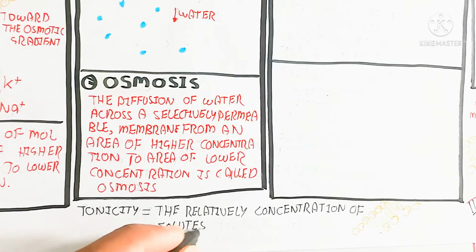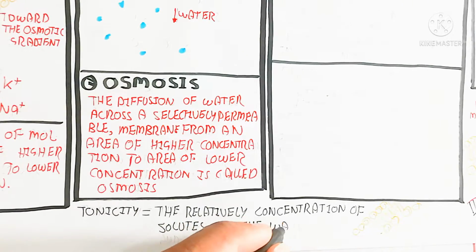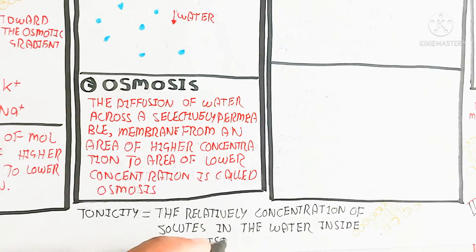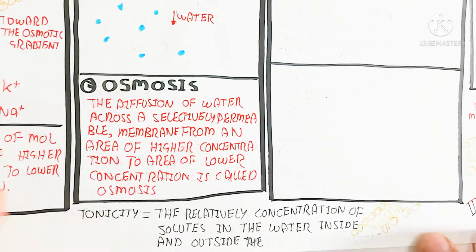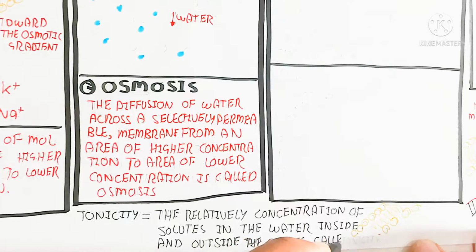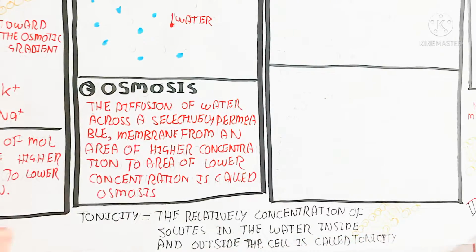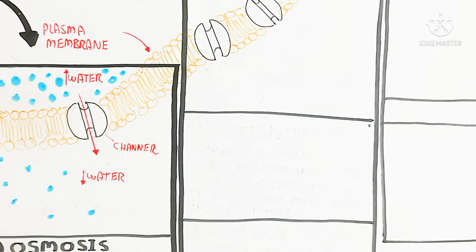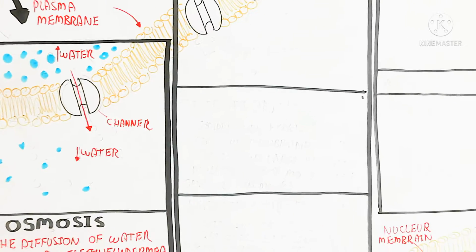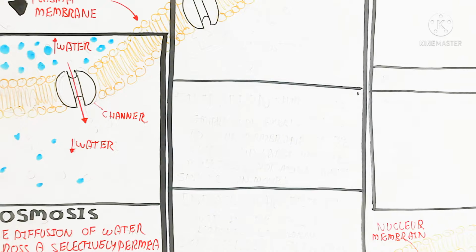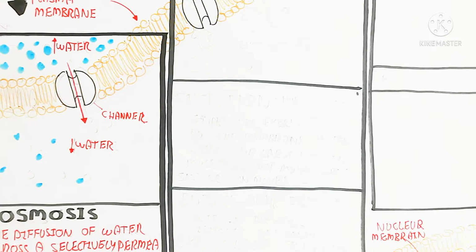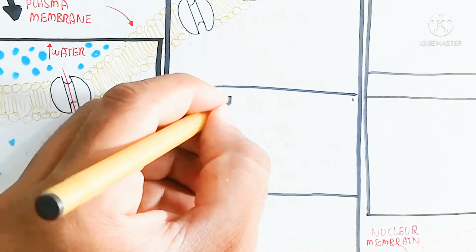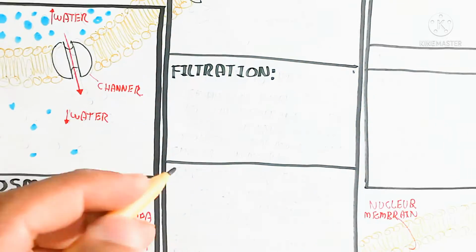So what is tonicity? Tonicity is the type of homeostasis in the relative concentration of solute in the water inside and outside the cell. Basically, inside and outside balance is created through what is known as tonicity. Tonicity basically involves hypertonic, isotonic, and hypotonic environments. It should be isotonic for normal homeostasis.